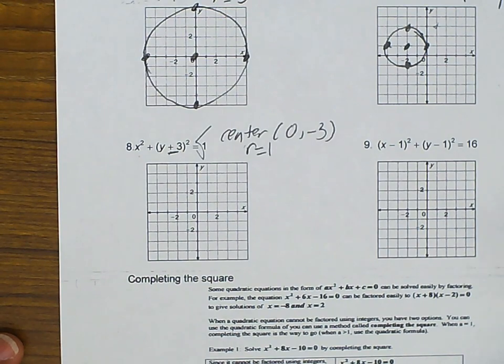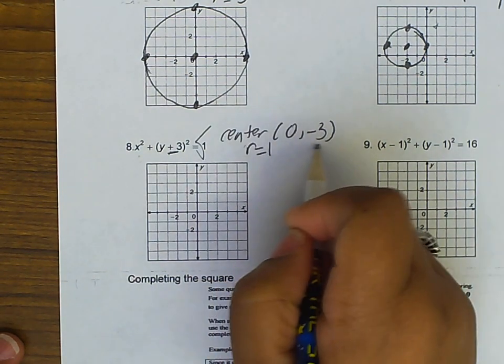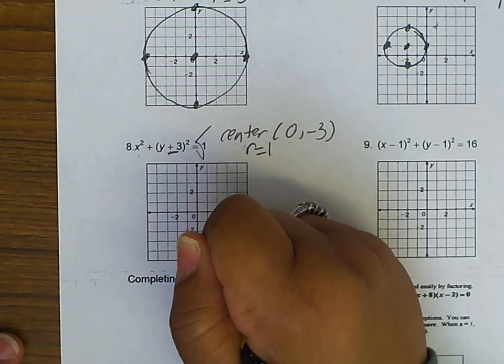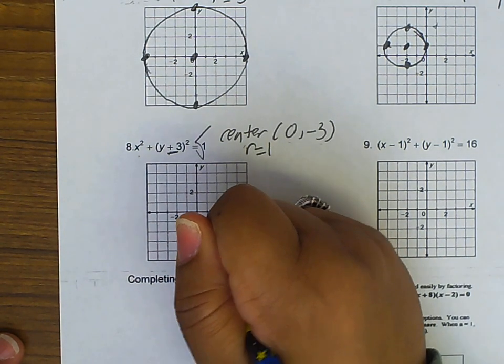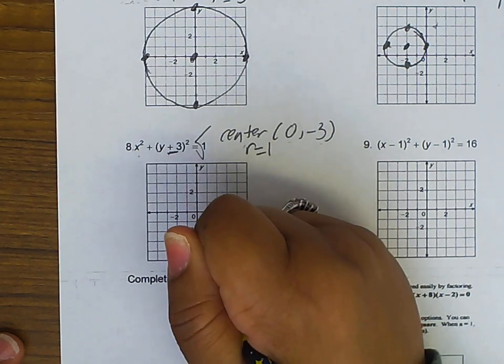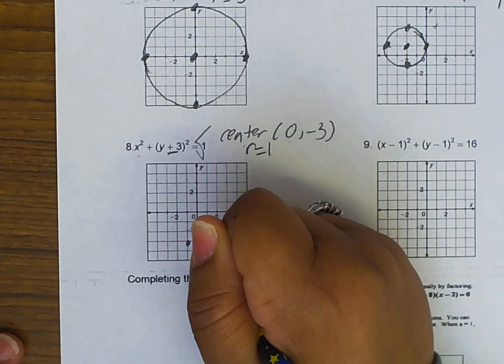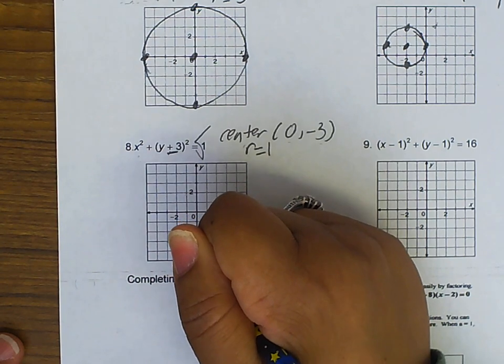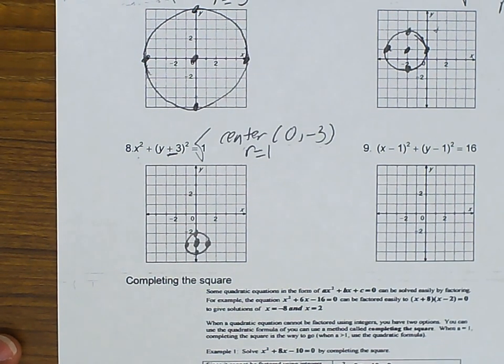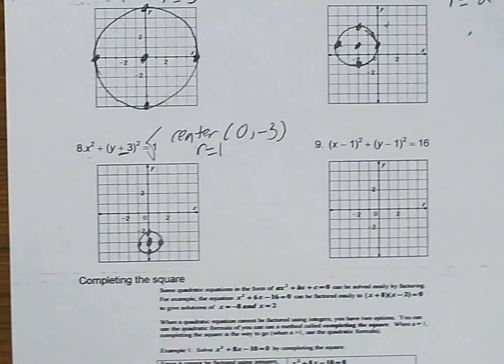And then we're just going to plot it. So again, let's go to 0, negative 3. So 0, 1, 2, 3. So this is going to be a really teeny circle because I'm just going to go 1 up, 1 down, 1 to the right, 1 to the left, and then plot, circle. A little circle. And there we go. All right, one more and then we're done.